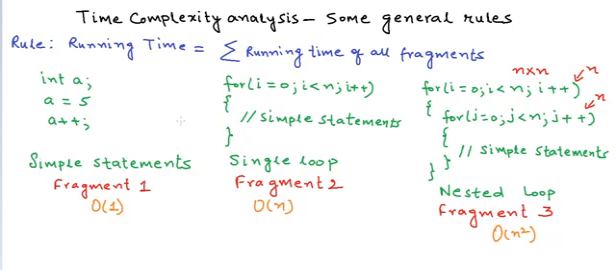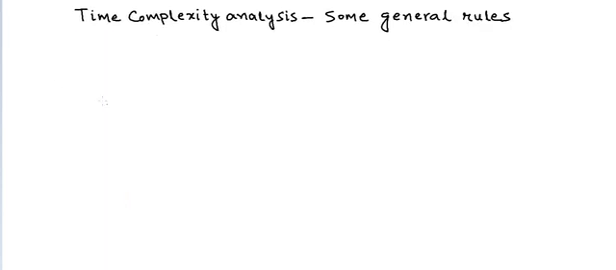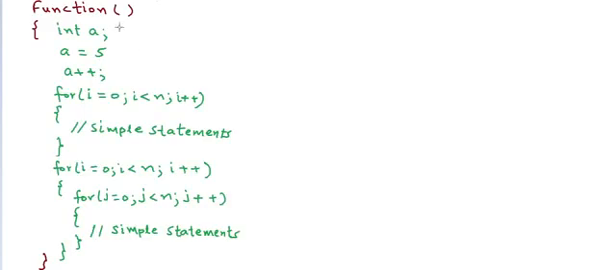Similarly, if there were 3 nested loops, then the complexity would have been big O of n cube. Now let's assume we have a program like this. In this case we have a fragment which is just a bunch of simple statements, a fragment which is a single loop, and a fragment which is a nested double loop, and we have picked up this example from our previous slide. Now the running time of the first fragment, as we saw, was O(1). So this is O(1), this is big O of n, and this is big O of n square.